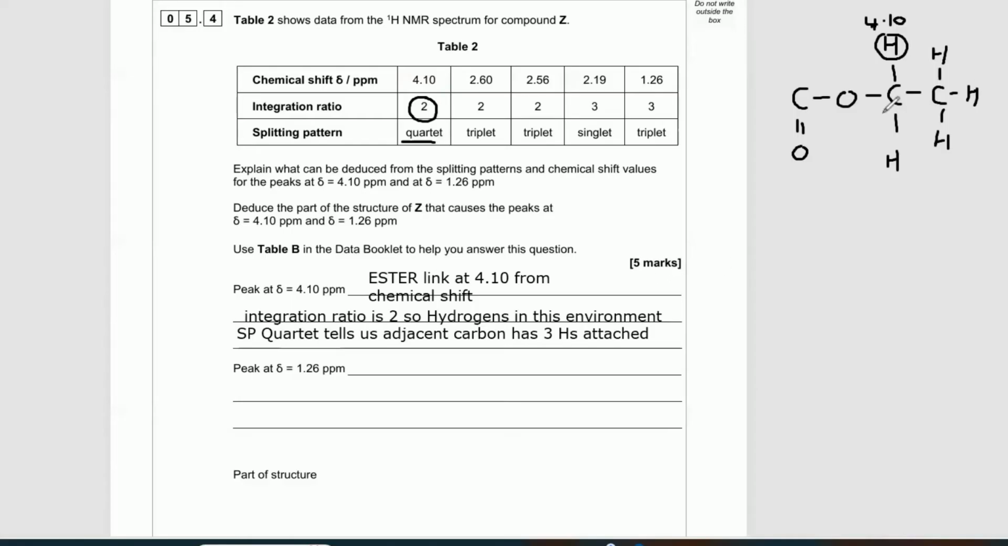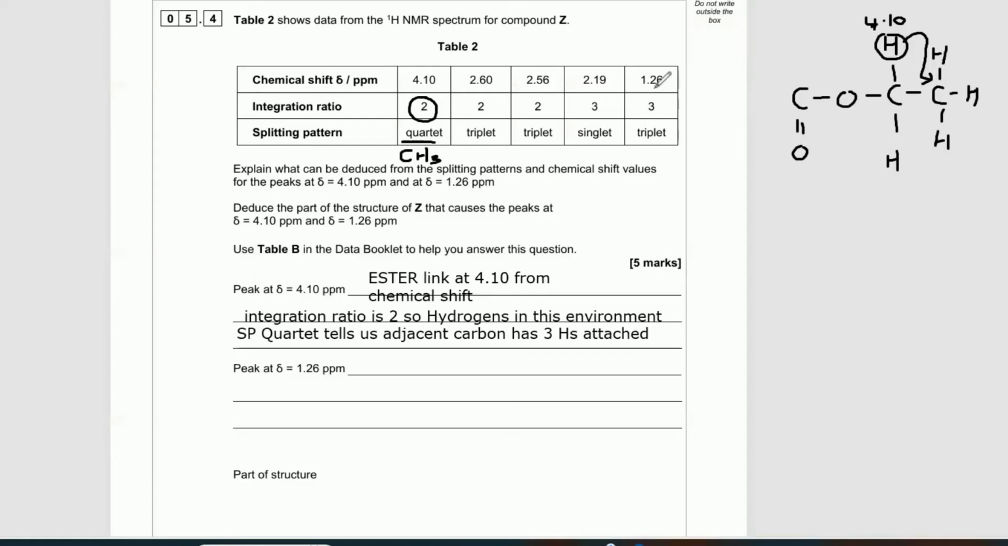So what we're saying here is that the fact that this hydrogen has an integration trace of 2 tells me there are 2 hydrogens. The fact that it has a quartet tells me that the carbon adjacent to the carbon this hydrogen is attached to has 3 hydrogens. Now, normally a quartet is a CH3 group.